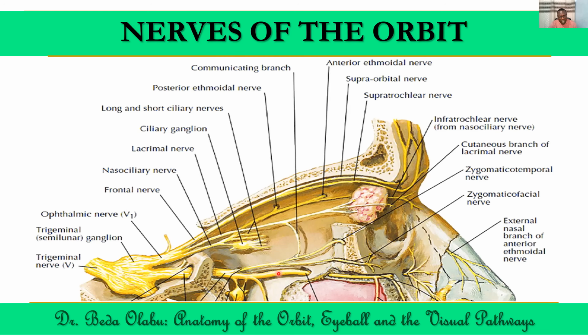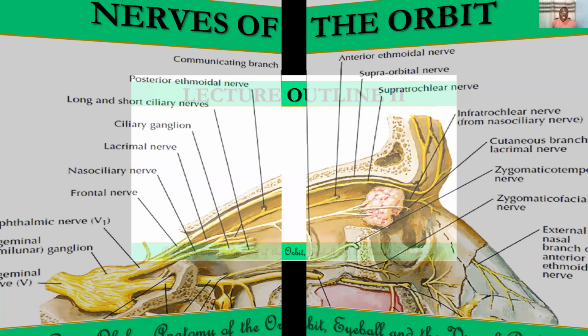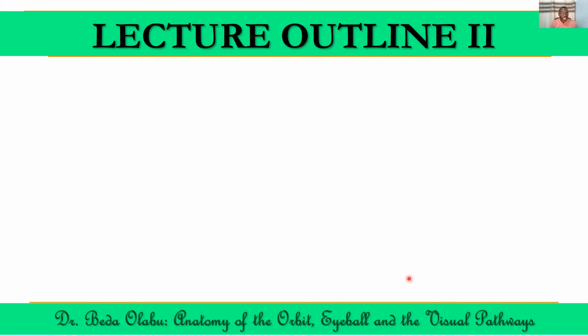The infraorbital nerve is also important to note. It's also passing through the inferior orbital fissure and eventually passes through its own canal to supply the face. Great, so those are the nerves in the orbit. So that summarizes the first part of the lecture on the orbit itself.